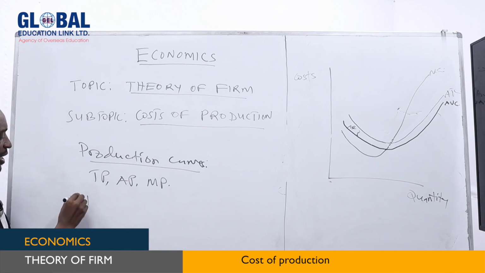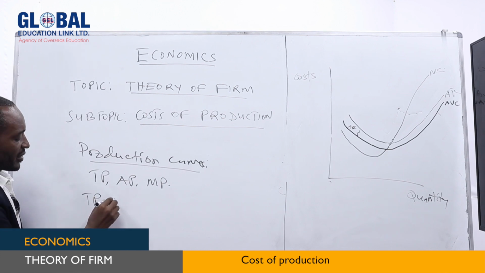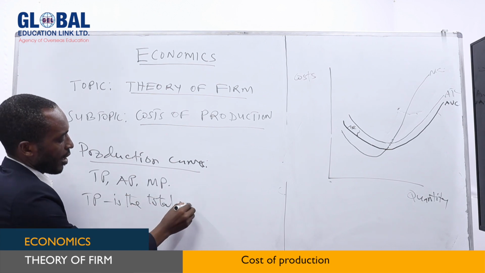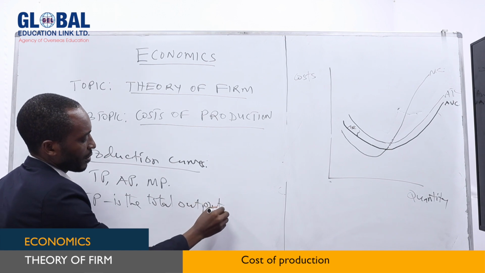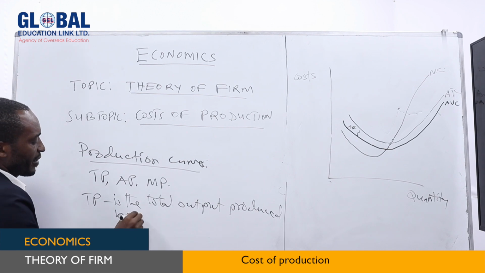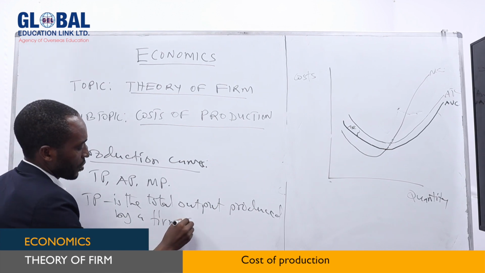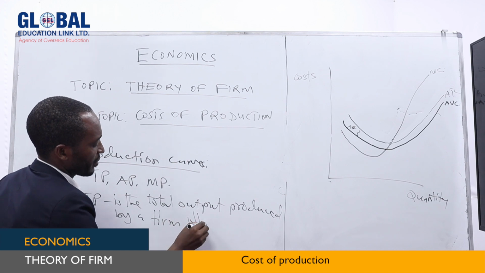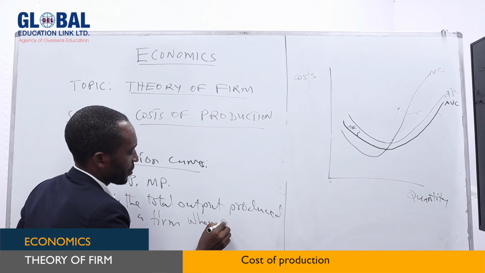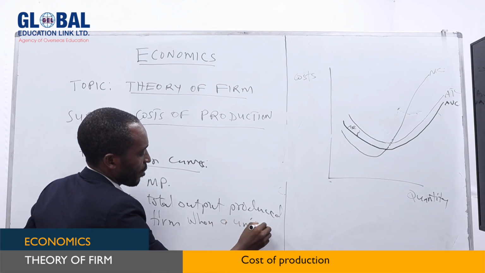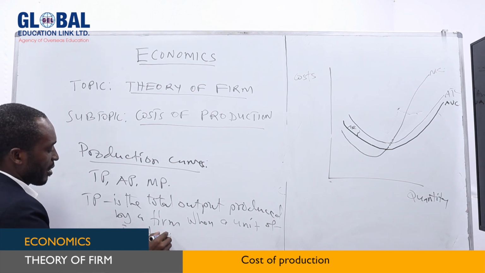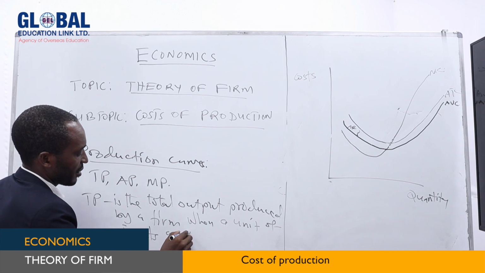We know that total product is the total output produced by a firm when a unit of inputs are employed.